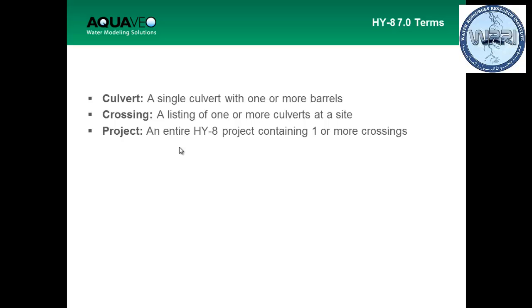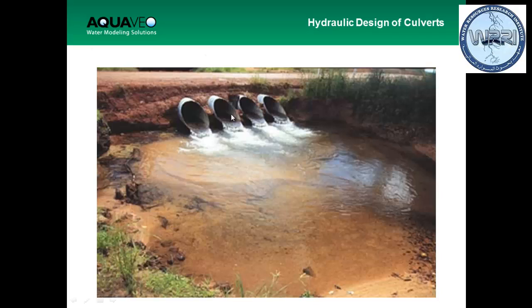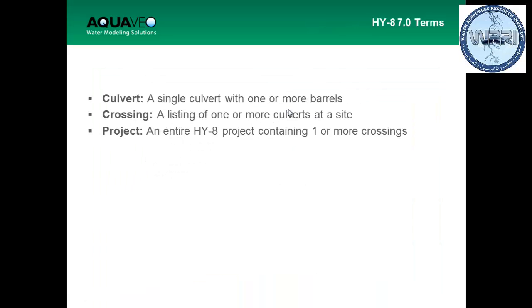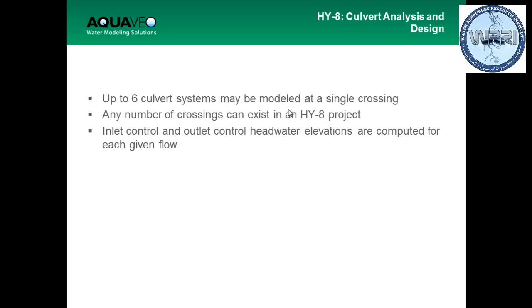So in HY8 there are 3 different terms you need to know if you're going to design culverts using HY8. A culvert is just a single culvert that has one or more barrels. So this right here you could model as a single culvert with 4 barrels. So that could be considered a culvert. A crossing is one or more culverts at a given site. So you could have different culvert types at a single location, and that's called a crossing. A project, an HY8 project, could have one or more crossings, so you could have several different sets of culverts at different locations, and those could be stored in the same HY8 project.